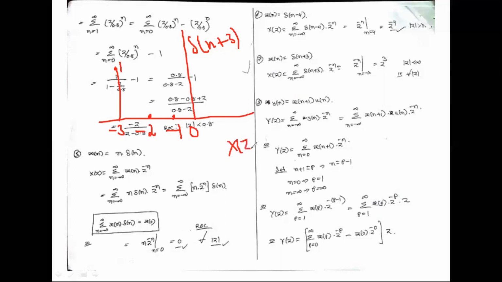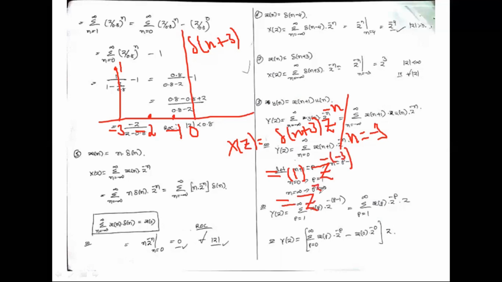Coming to the definition of X of z, delta of n plus 3, z power minus n at n is equal to minus 3. The value of delta of n plus 3 is 1 at n is equal to minus 3, and z power minus of minus 3 becomes z power 3. So X of z for the advanced function, shifted towards the left side with 3 samples, is z power 3.